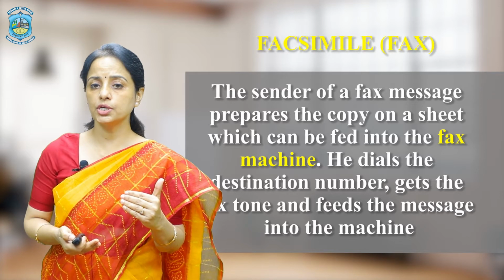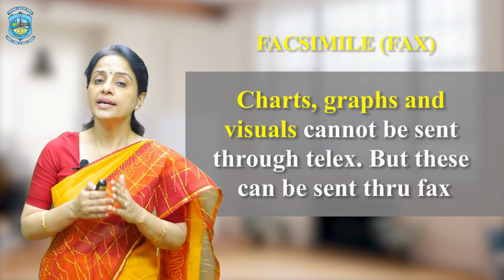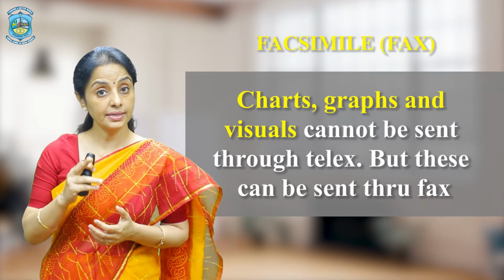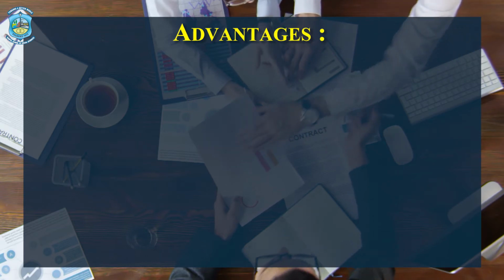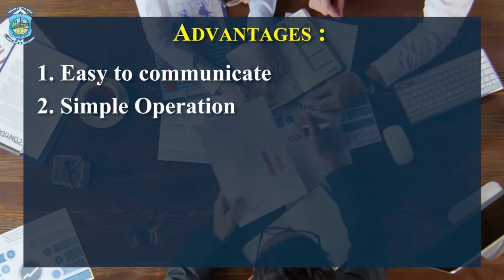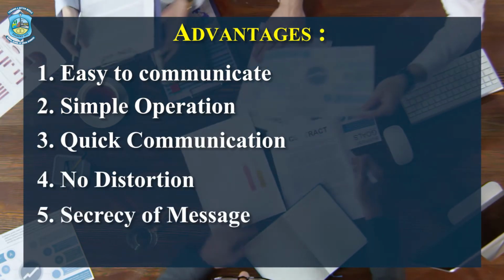He dials the destination number, gets the fax tone and feeds the message into the machine. The printed message is converted into electronic signals as the paper rolls through the fax machine. This message is received in the same form at the other end of the paper roll that's attached to the machine. Charts, graphs, visuals cannot be sent through telex, but these can be sent through fax. So what are the advantages of a fax machine? Easy to communicate, simple operation, quick communication, no distortions, secrecy of the message.